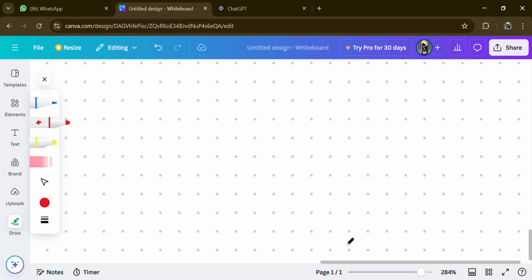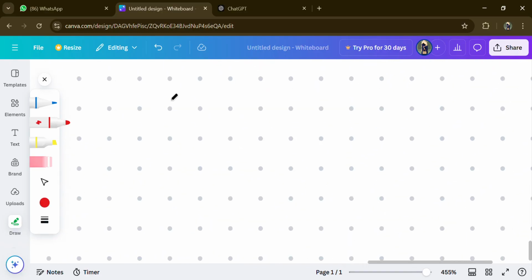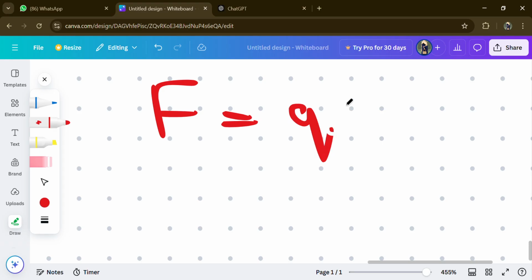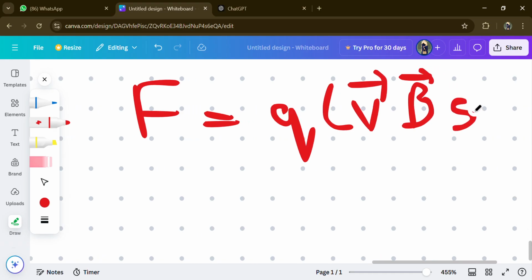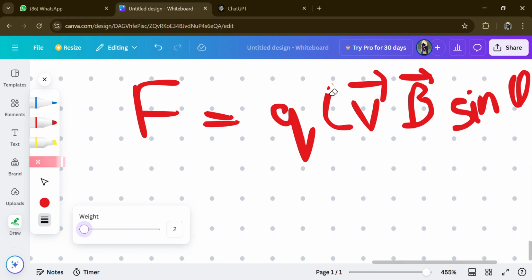At the very initial level, we all know that whenever the situation is given at 90, the force is always equal to QVB sine theta. Since it's a cross product, whenever we remove the product, it gives us the sine theta. Okay, let me remove this one.